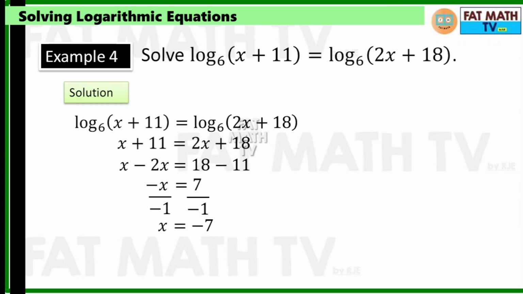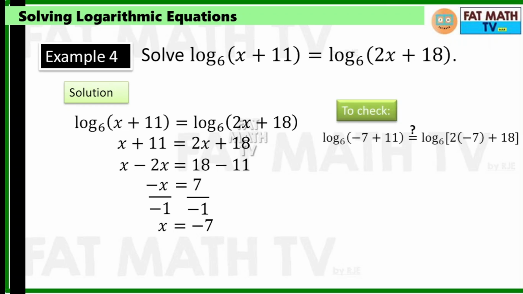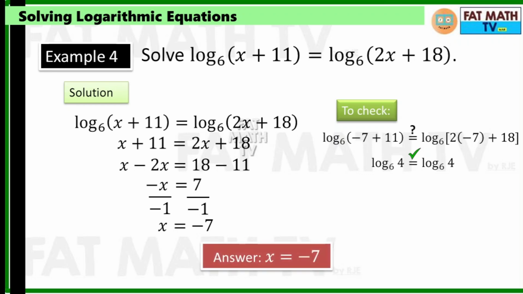And then substitute. So you will have logarithm of negative 7 plus 11. Is that equal to the logarithm of 2 times negative 7 plus 18? Yes. Negative 7 plus 11 is 4. Take note that it is 4. Logarithm of 4 is defined. And then 2 times negative 7 is negative 14 plus 18. That's also 4. So logarithm of 4 to the base 6 is defined. So our final answer here will be x equals negative 7.